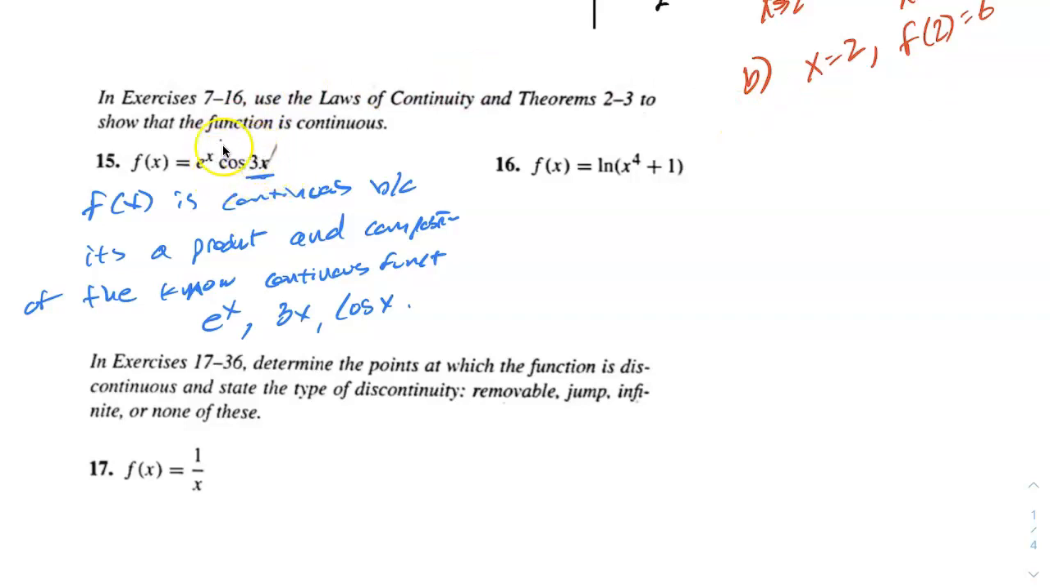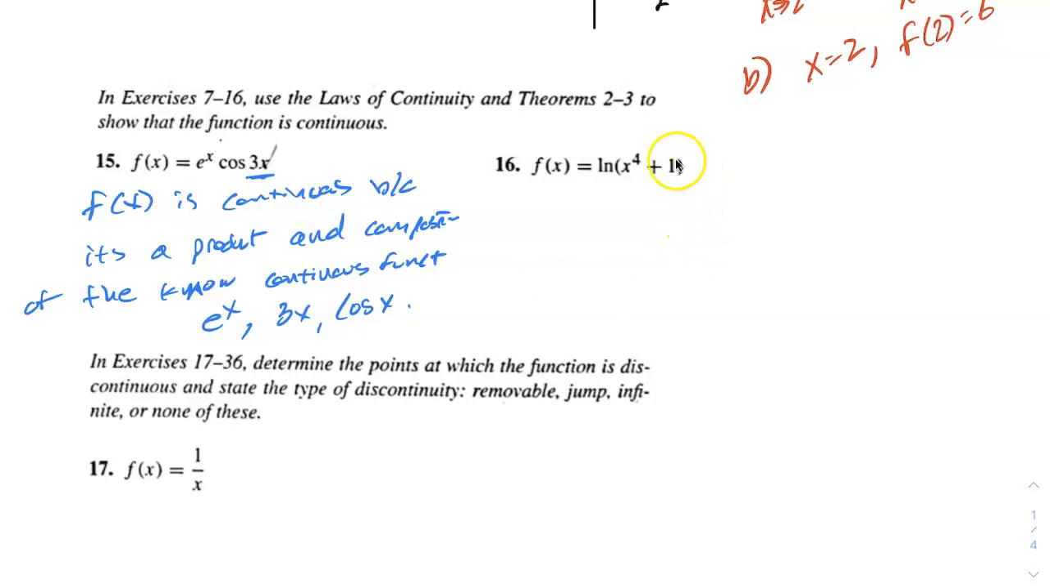Because right here, this is a composition of functions. The 3x is inside of cosine. As long as 3x is continuous, which it is, it's a line. As long as cosine is continuous, it is, it's like the sine graph, cosine graph. And then e to the x is continuous. So they're all continuous. So as long as you do the composition or multiplication of them, it's all continuous.